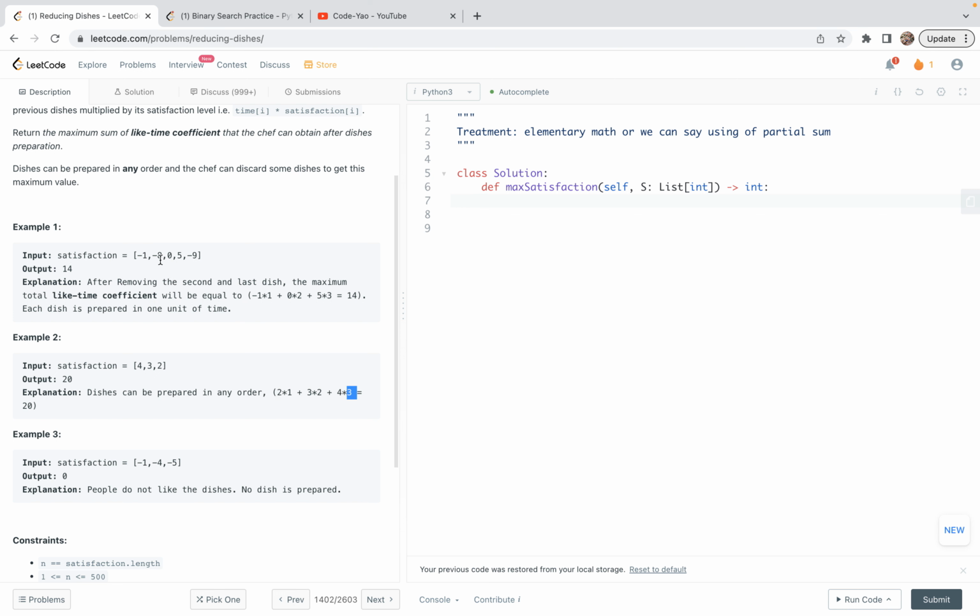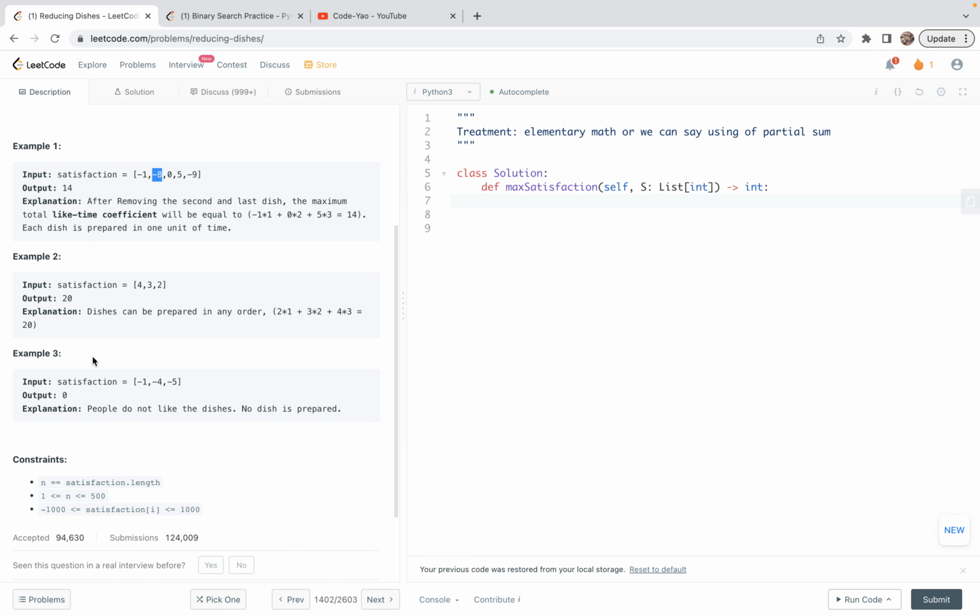So in example 1, we can check. If we discard this 2 because there are 2 negative, then we're going to get -1, 0, 5. So we have -1 times 1, 0 times 2, plus 5 times 3. So we're going to get 14. This is the result for example 1. Now we're going into some simple mathematical analysis, which will yield a very straightforward strategy for this problem.